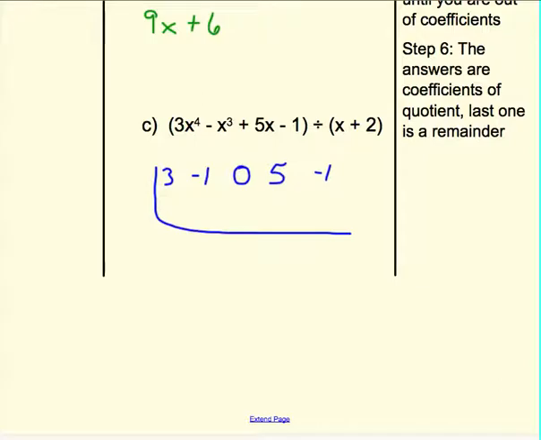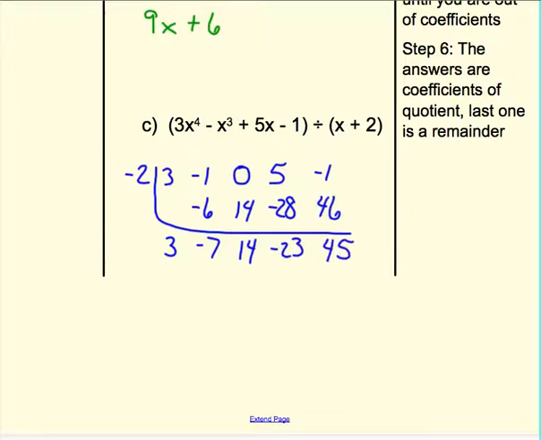The opposite of the divisor, the constant in the divisor, comes out. Drop the 3, multiply by -2, add, multiply, add, multiply, add, and multiply. And one last adding. All right, the highest power in my dividend was 4, so the highest power on my answer will be 3. So these are my coefficients. We've got 3x cubed minus 7x squared plus 14x minus 23, with my remainder of 45 over x plus 2.